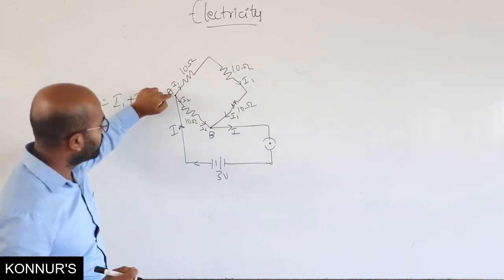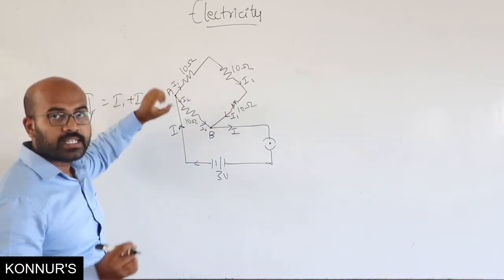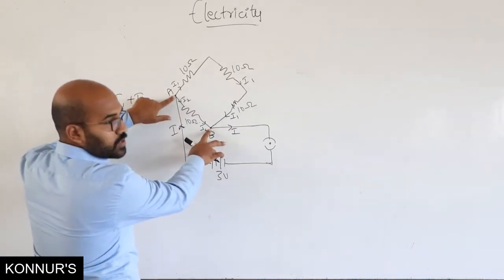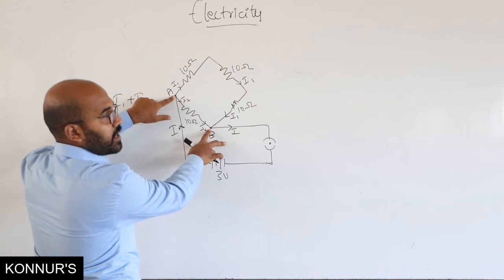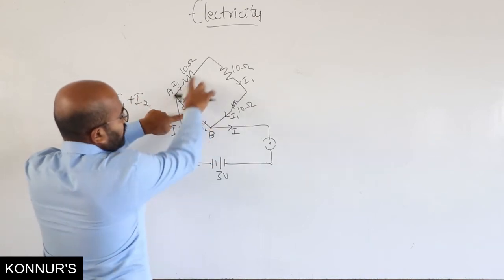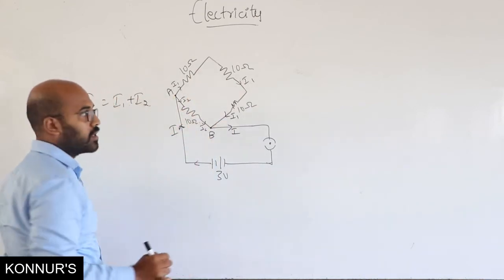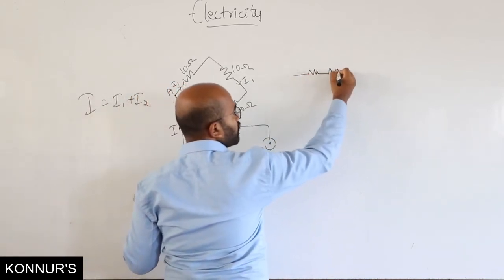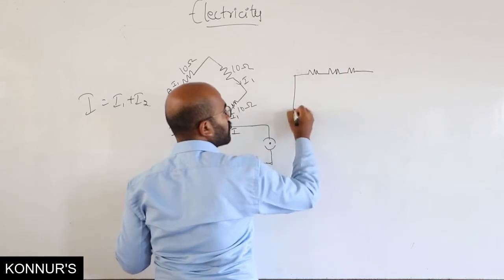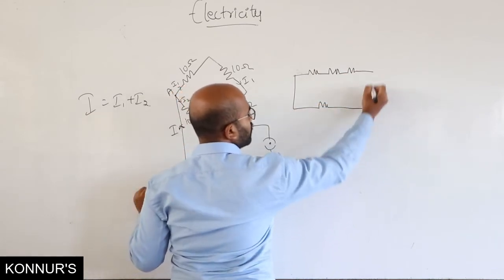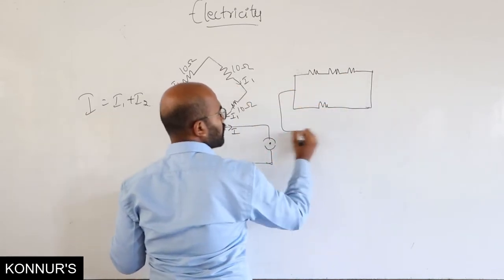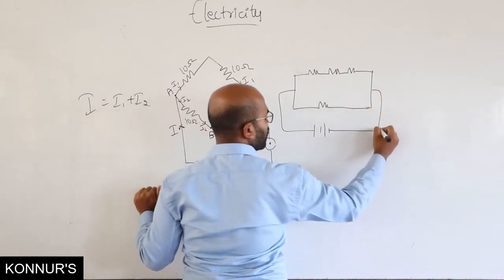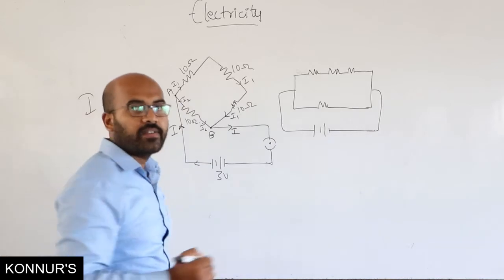But here at this point, the current is getting split and again it is merging here. So across these 2 points, it is parallel. Means this and this are in parallel. So if you write it, this is the simplified version.